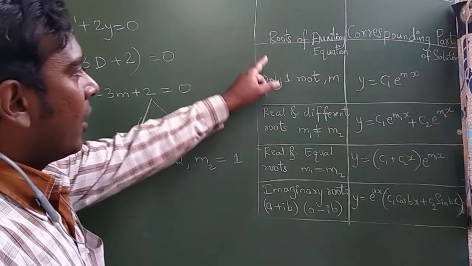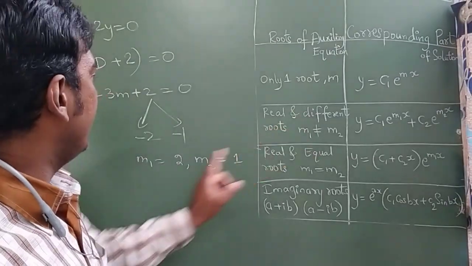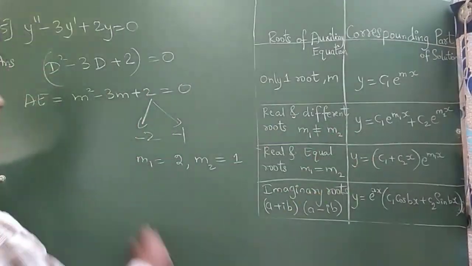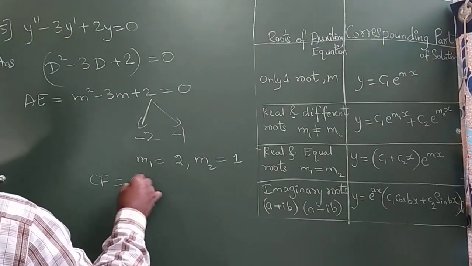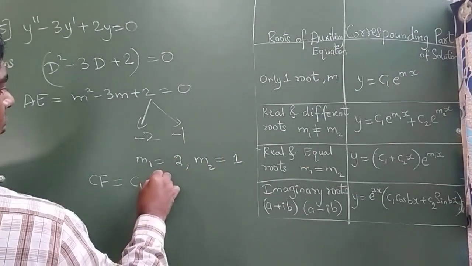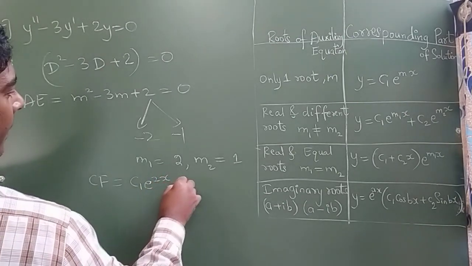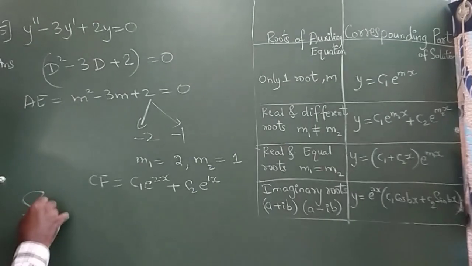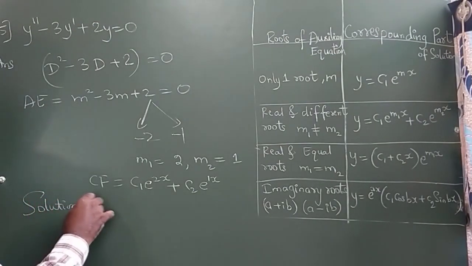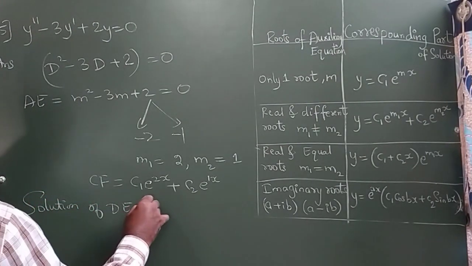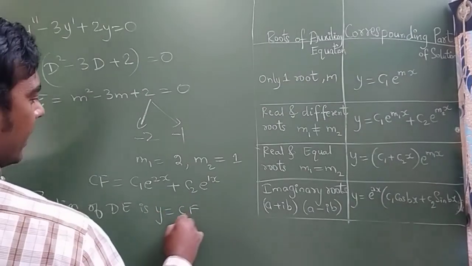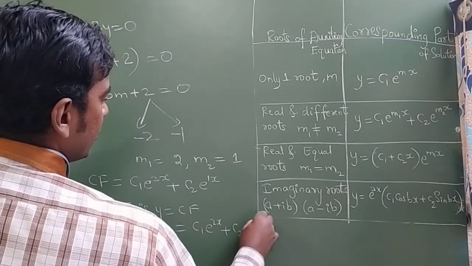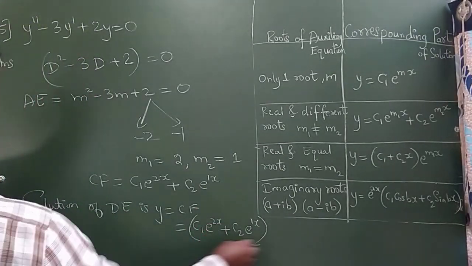Now according to this table, which is suitable? Real and different roots are there. So the solution is CF is equal to C1 e raised to m1, so if I consider 2 as m1, plus C2 e raised to m2, as 1x. So the solution of the differential equation is y is equal to CF, and that is nothing but C1 e raised to 2x plus C2 e raised to 1x. This completes your answer.